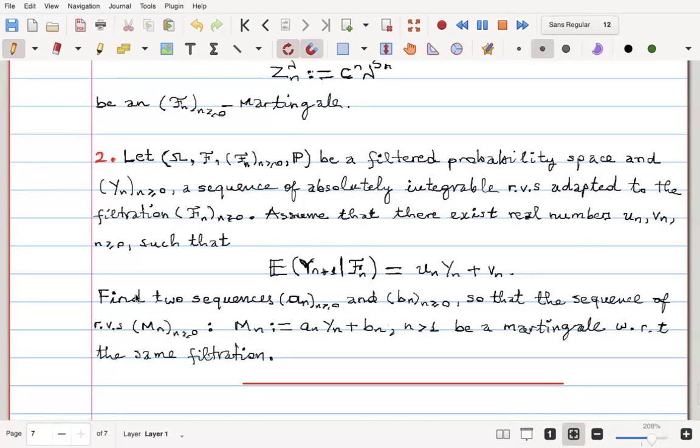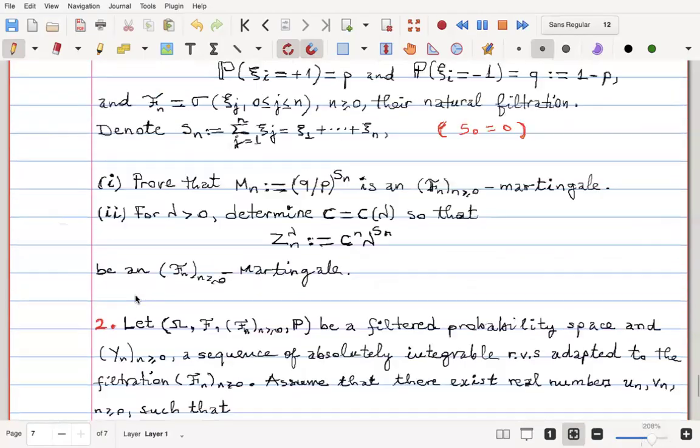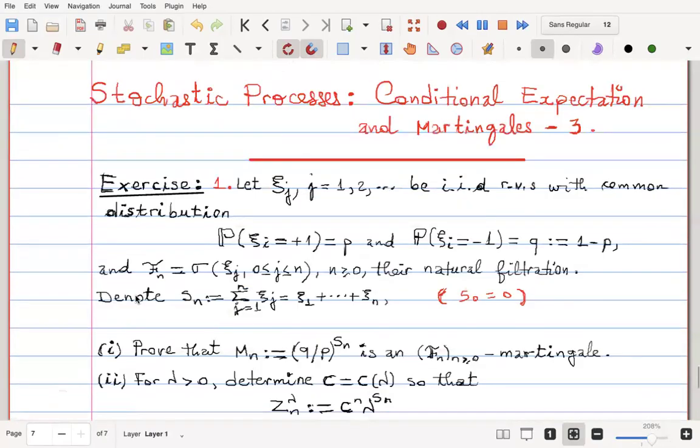So these are the two problems that we are going to tackle in this video, or in this tutorial. So let's start with the first one.